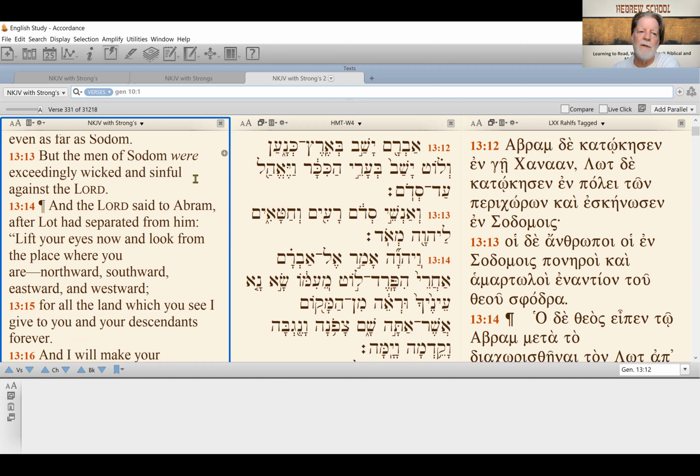Verse 13, but the men of Sodom were exceedingly wicked and sinful against Adonai. V'anashei Sodom ra'im v'chateim la Adonai me'od. So we are going to find out that the sin of Sodom and Gomorrah that was so abominable to the Lord was the sin of homosexuality. Now, that is not a popular thing to say these days in our contemporary culture.